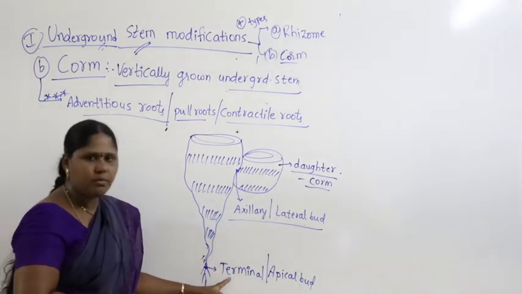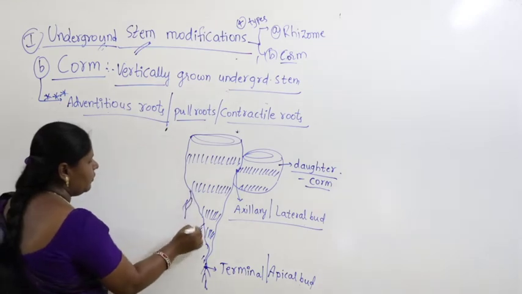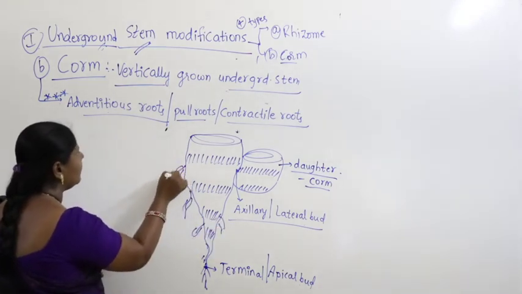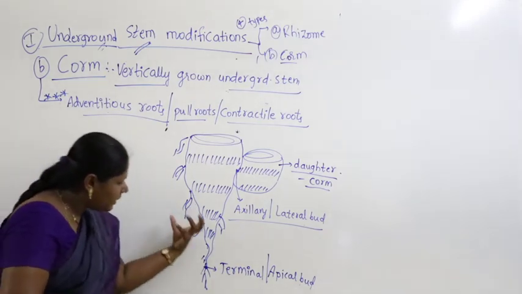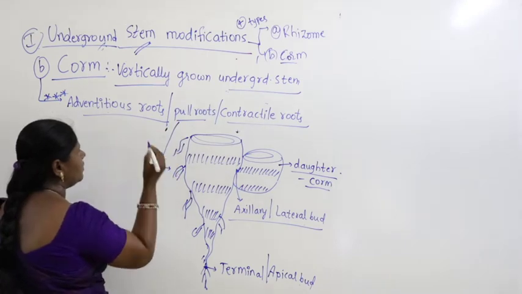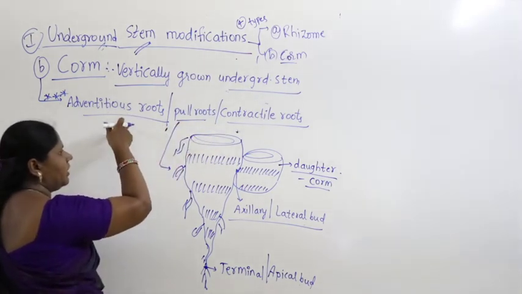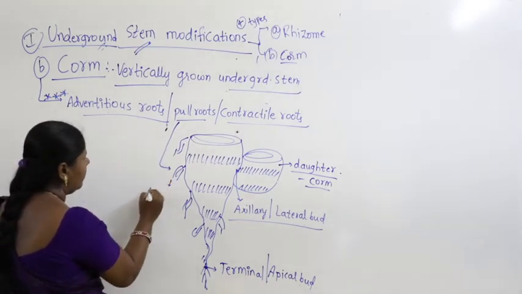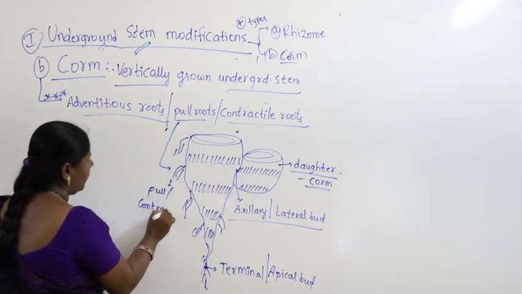Apical bud or terminal bud we find. On either side of this you can see the formation of what are called adventitious roots. Now these adventitious roots pull in a downward direction. That's why they are called pull roots or also called contractile roots. They are nothing but adventitious roots. If you want, I will write again. Pull roots, or they are also called contractile roots.